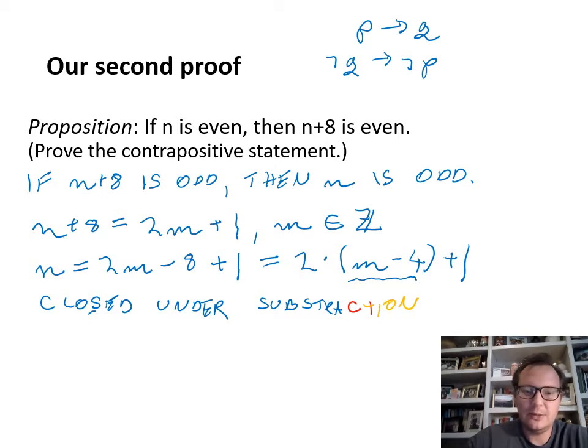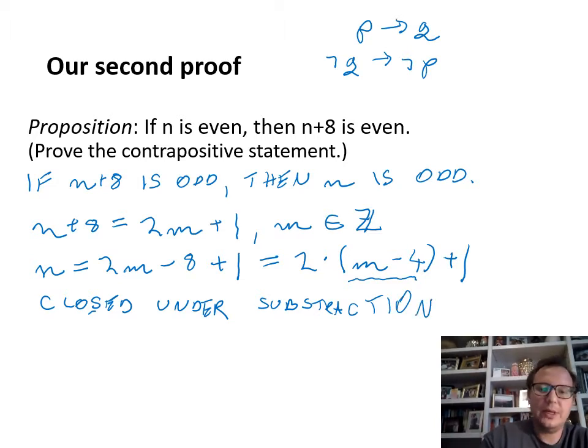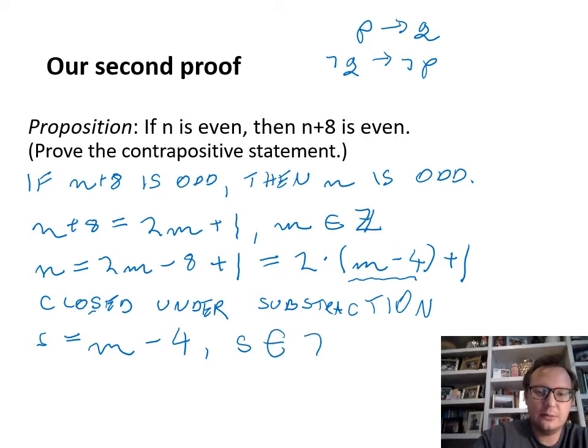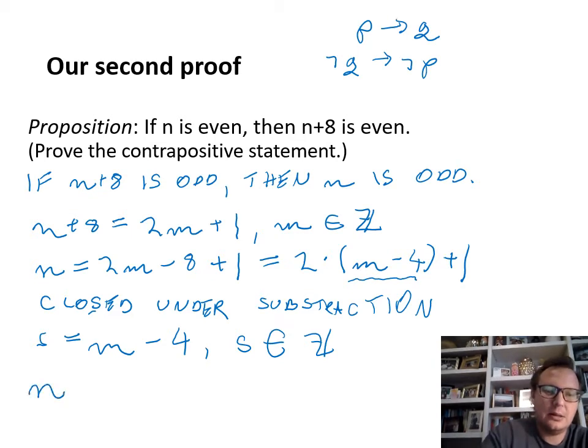Let me just try to fix this a little bit. I switched colors by accident. So we can introduce a new integer s, which is equal to m minus 4, where s is some integer. And now our n is going to be equal to 2 times s plus 1.